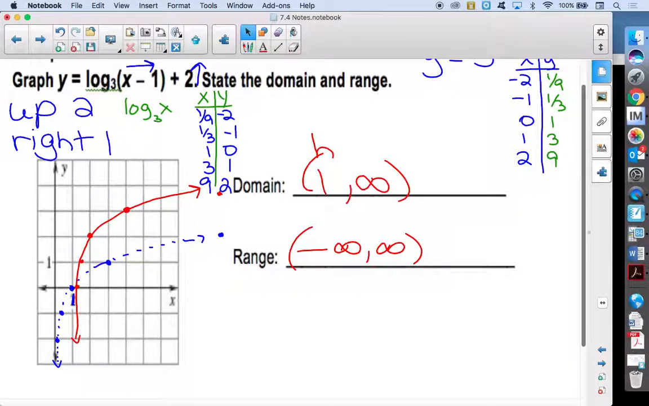Questions? So again, homework tonight, no calculator. So no calculator for the homework. 43 is writing the inverse equation. So you're given a log, you're going to write the inverse. 51 is a graphing equation similar to this one. 51, and then Virginia, 43.